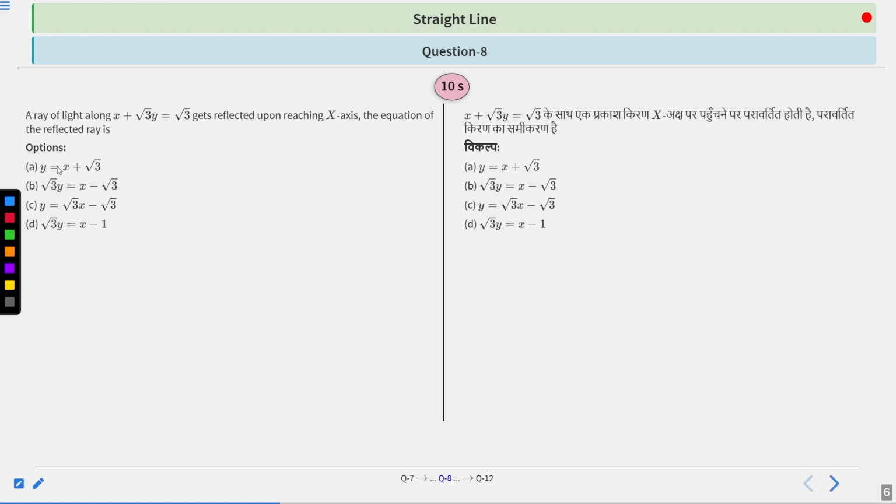And after finding the image and the point of intersection of this line and the x-axis, you can easily find the equation of the reflected ray, right? So in this way, you can try to approach this question. You have 10 seconds to solve or think about this question. After 10 seconds, we will discuss the solution part, right?